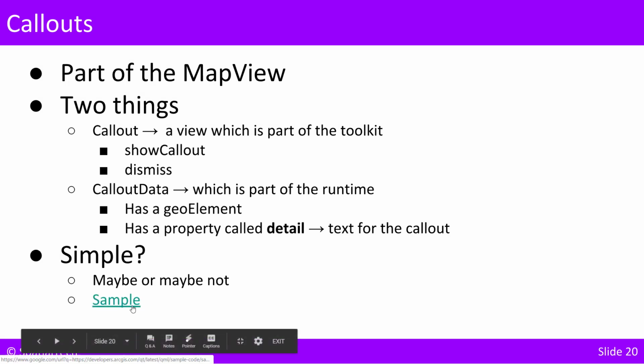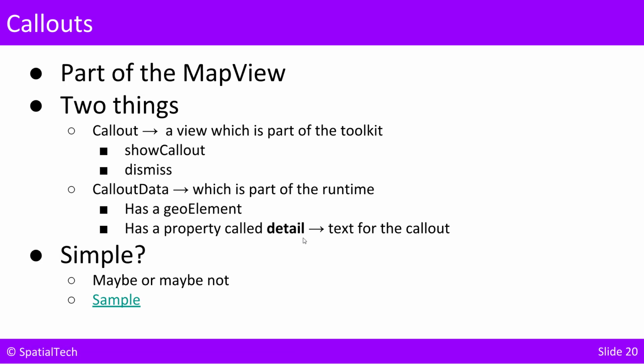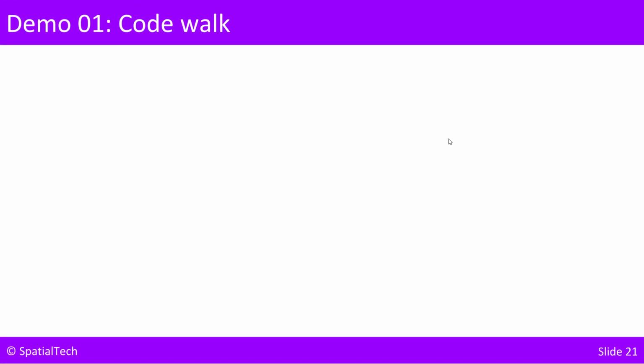You can check out a sample below, and this is from the ArcGIS QML runtime, and it shows you how to do a simple callout. And again, although you can have a geo element, it's not necessary. In the sample, they actually just show you the current real-world coordinates where you tapped as the callout. So what you can do now is pause this video lecture and watch the code walk, where we're going to walk through the identify code in QML.